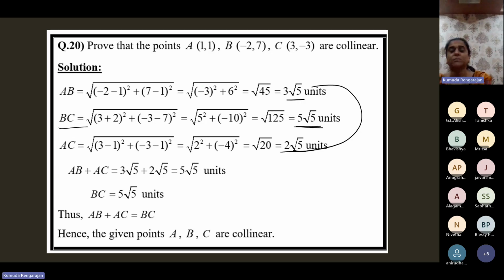Okay. So the sum of these two line segments AB and AC is equal to the length of the third line segment BC. So that means the 3 points are collinear. And the arrangement is, BC is the longest. So it's BC, 5 root 5, like this, and A lies somewhere between B and C. So BA is 3 root 5, AC is 2 root 5, and BC is 5 root 5.